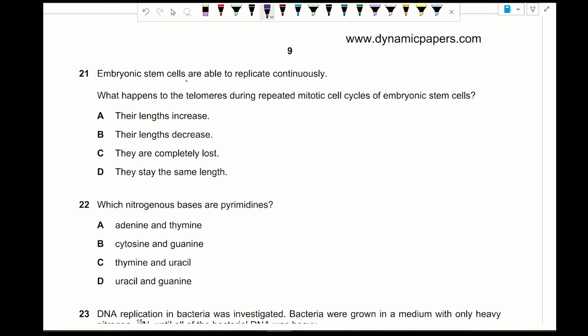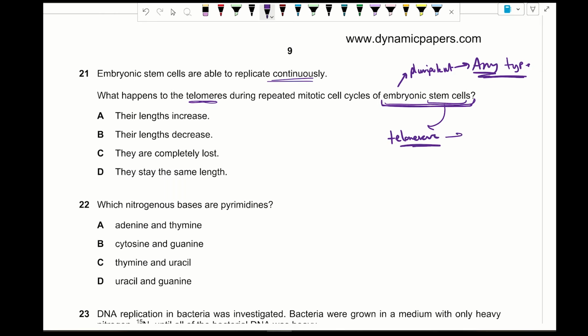Question number 21. Embryonic stem cells are able to replicate continuously. What happens to the telomeres during repeated mitotic cell cycles of embryonic stem cells? Let's define these terms. An embryonic stem cell is a pluripotent stem cell, meaning it could form any type of cell. No matter what it is, it could form any type of cell. Now, stem cells have an enzyme called telomerase, which synthesizes telomeres.